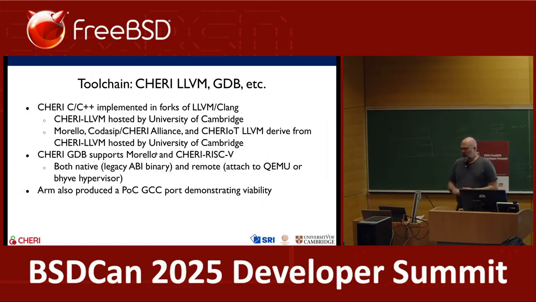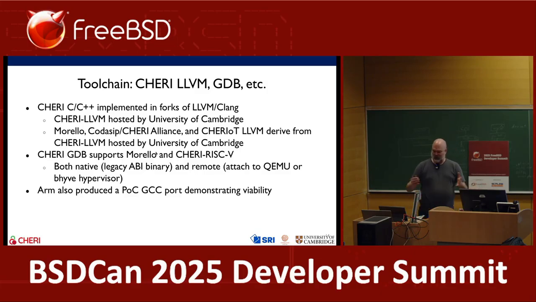So, in addition to CHERI-BSD, we of course have had to build a tool chain. So we've got a complete Clang and LLVM tool chain. It's a fork of LLVM. One problem is with all the different hardware, we also have forks of the tool chain. We're working on getting the number back down to something more manageable at the moment. But there are complete things.